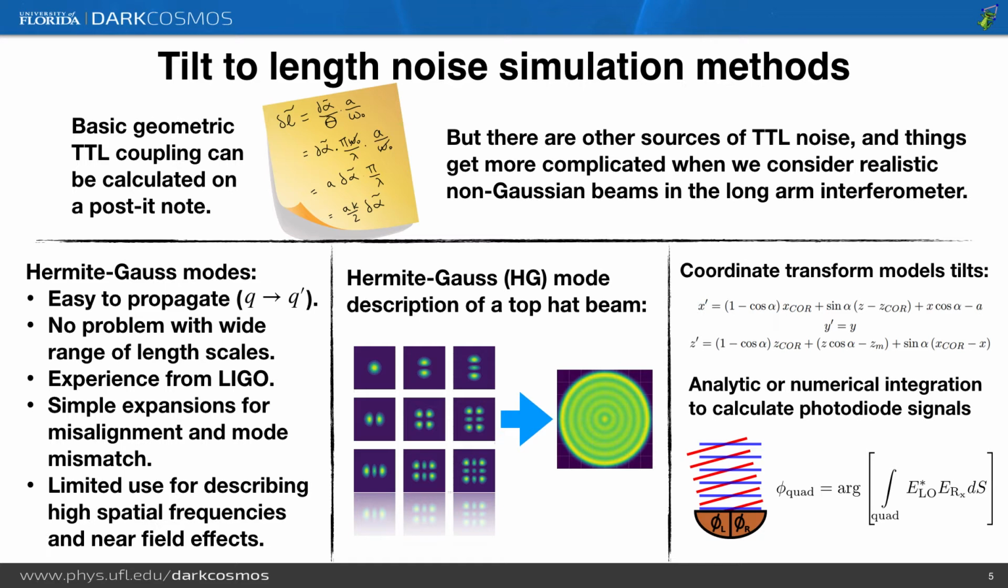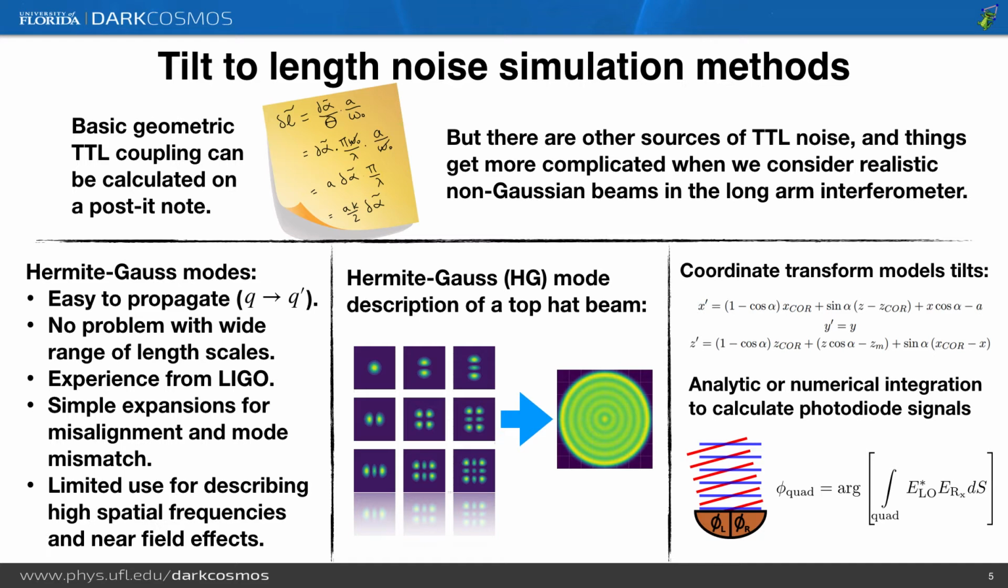We also have lots of experience using these modes to describe the ground-based gravitational wave detectors, and the effects of misalignments can be well approximated by a simple coupling between different HG modes. One downside, however, is their limitation in describing high spatial frequencies and near-field effects. The lower central panel shows how HG modes can be combined to describe a top-hat beam, like the beam received by the LISA telescopes. We can model misalignments of such a beam by performing a coordinate transformation, as shown in the lower right box.